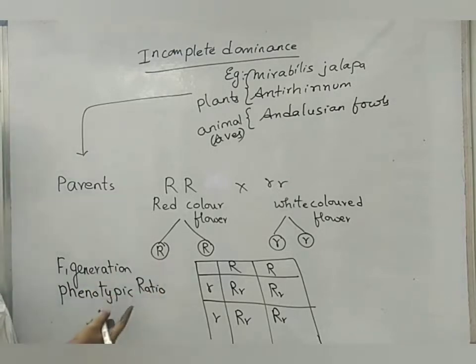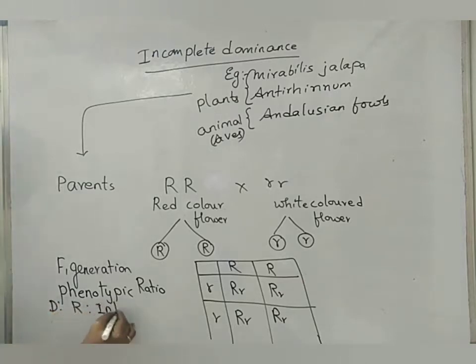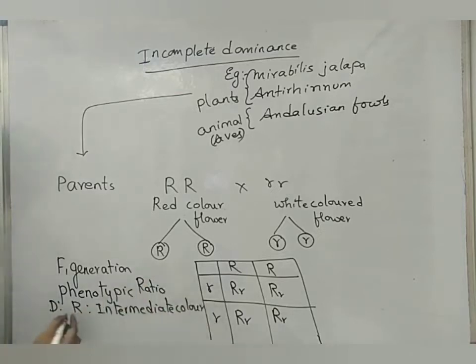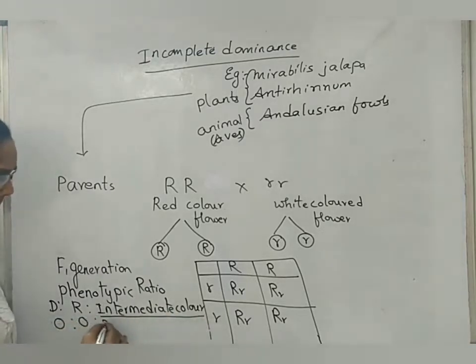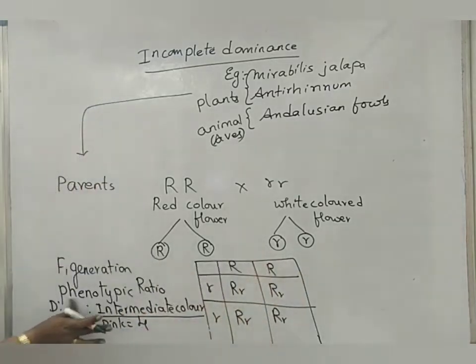Here, under phenotypic ratio, capital R and small r mean the dominant one and the recessive one. Combined, they give out a third, intermediate color. So, dominant is to recessive is to intermediate color. If you see here, dominant is 0, recessive is 0, but intermediate pink color is 4 in number. Next, here we can write red color and white color instead of dominant or recessive.